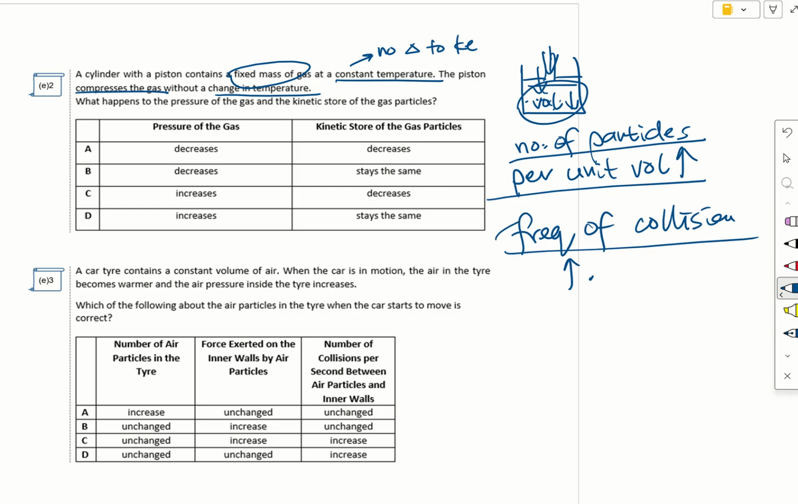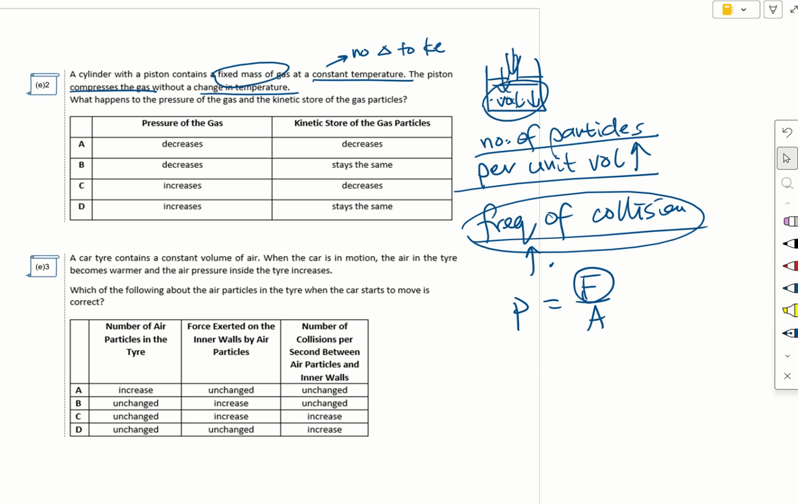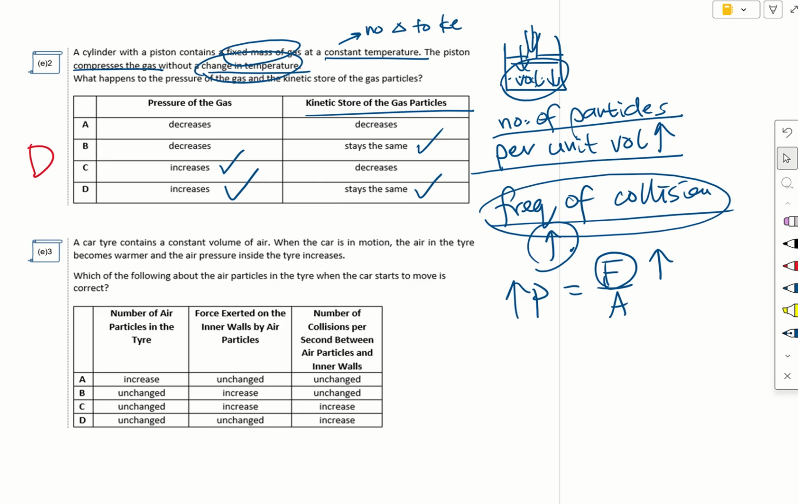Okay, so since pressure equals force over area, the average force that the particles exert on the inner wall will increase because the frequency of collision increases, right? So the pressure will actually increase. The kinetic store of the gas particles will stay the same because they keep telling us that there's no change in temperature. Okay, so the answer is D.